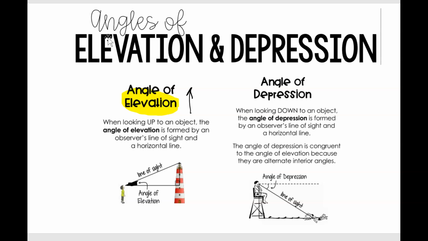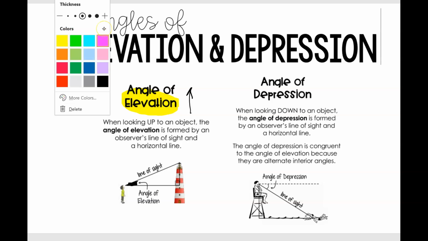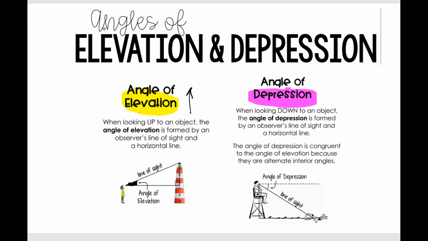Now, as far as depression is concerned, to depress means to go down. So an angle of depression is when you are standing somewhere or sitting somewhere and you're looking down. And it's formed with the horizontal distance, pretty much with your line of sight here. So this is the angle of depression.